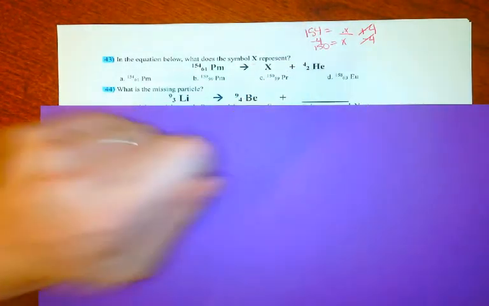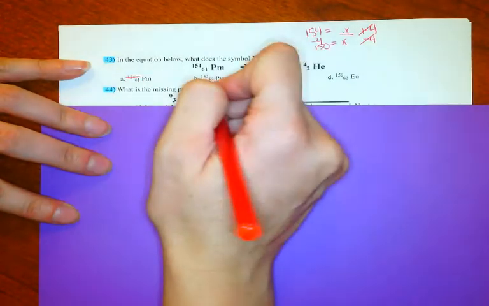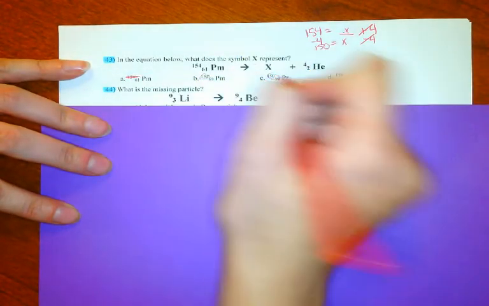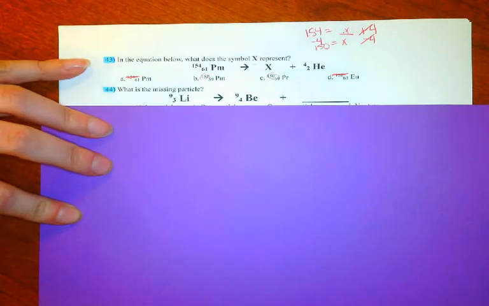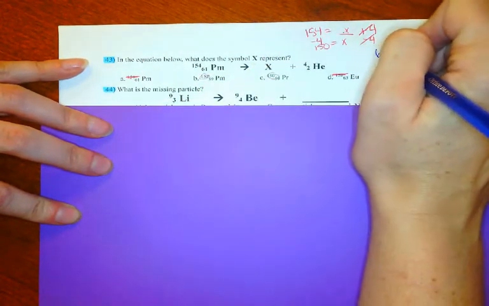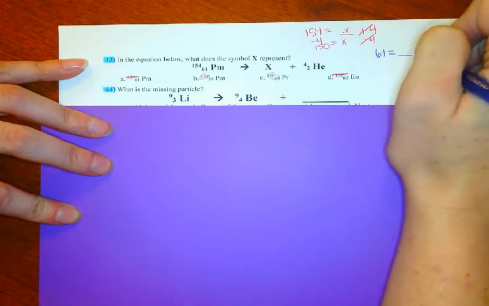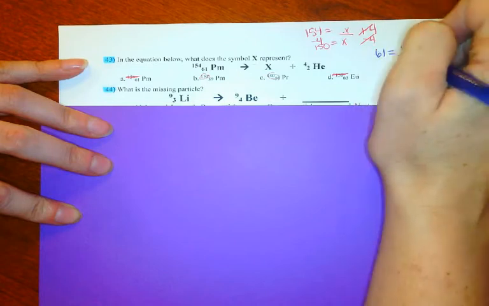So I can start by taking out the garbage. The top number is not 154. It is 150. It is 150. And it's not 158. So I don't just want to pick this one, because this one's also 150. We have to keep going. So if we're looking at the bottom numbers, we have 61 equals something plus 2. So we subtract 2 from both sides.